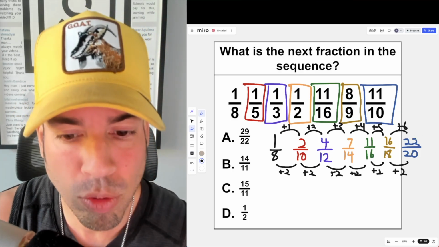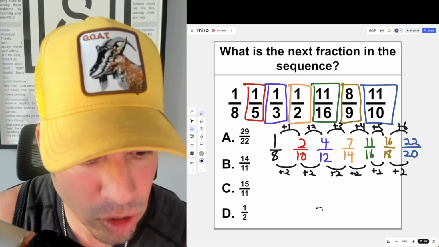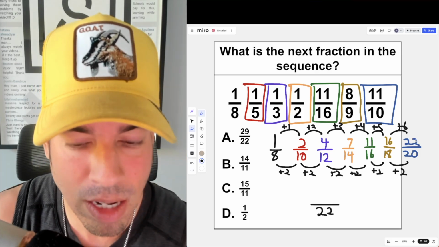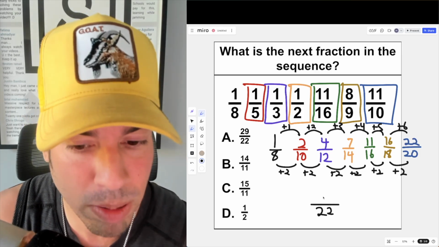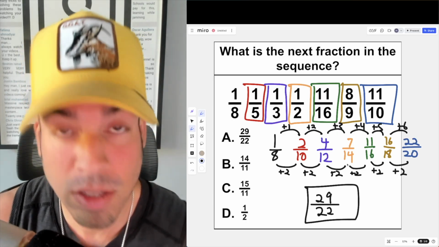So following through with this pattern, the denominator is going to increase by 2. It's going to go to 22. And the numerator, it was going up by 6. Now it's going to go up by 7. So 22 plus 7 is going to be 29, which means that A is the winner.